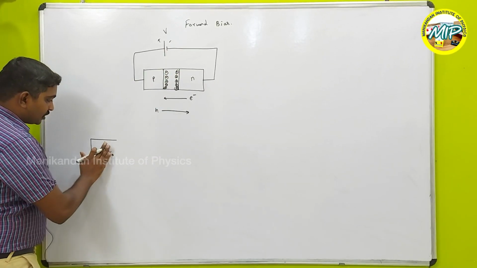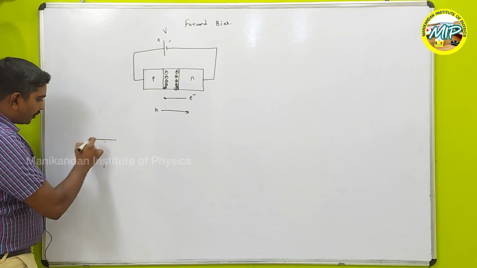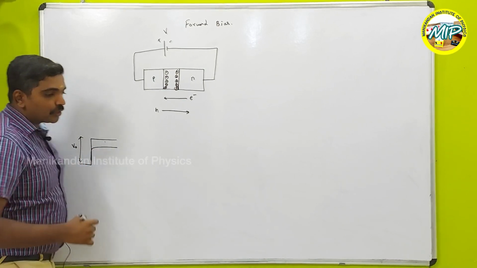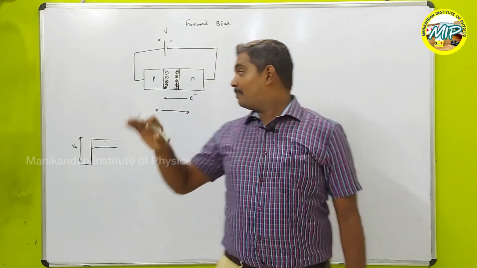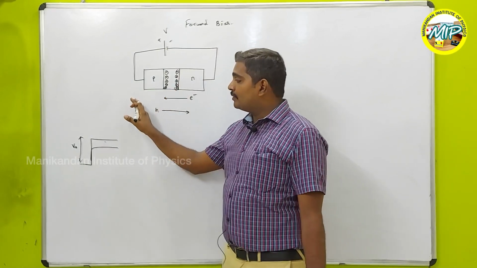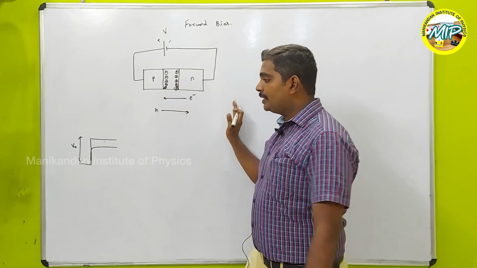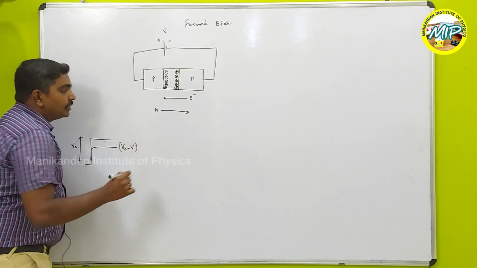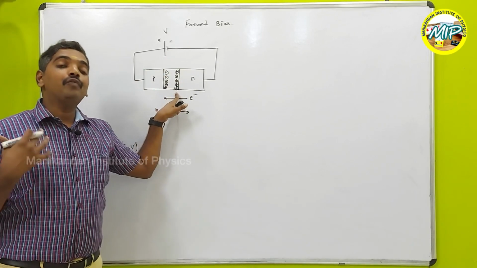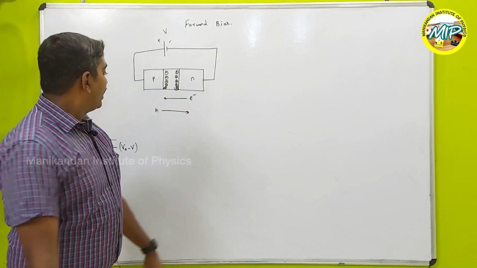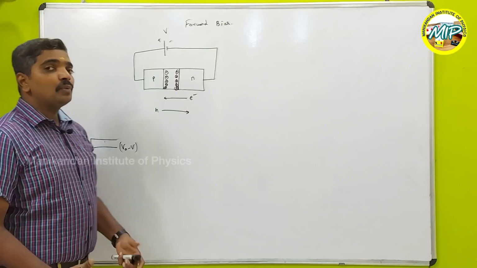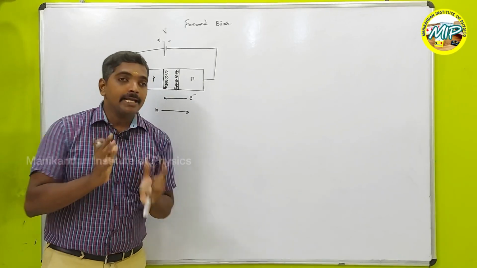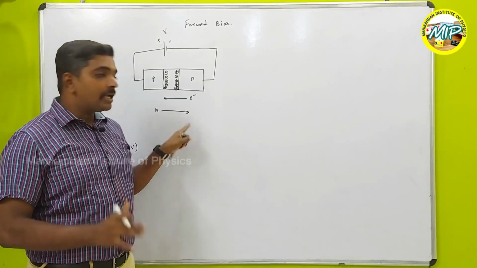So my barrier potential is V naught, and my applied potential reduces my barrier potential, which increases the motion of electrons from n to p and the motion of holes from p to n. Because of the applied external potential, there is a flow of electrons and holes from either side. Because of this, some current will flow. This is happening because of the majority carriers.